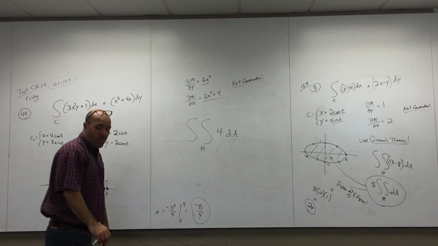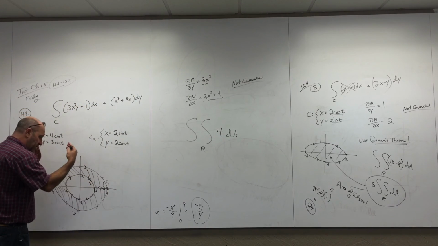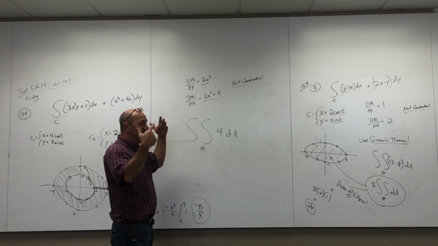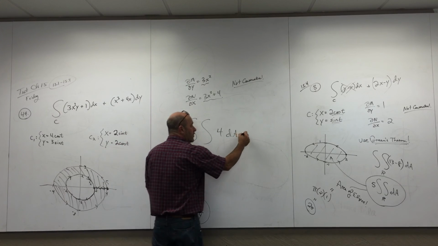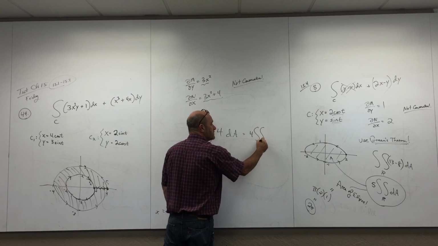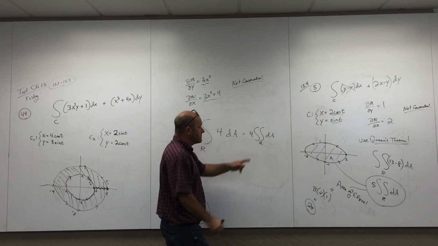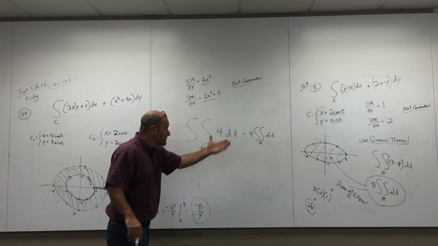And like I said, I don't think I really want to do this problem. I don't want to do it in polar coordinates. I don't really want to do it in rectangular coordinates. Because this came out to a 4, I'm so happy. I think I'm going to just pull the 4 out and interpret this problem as the area of my region times 4.